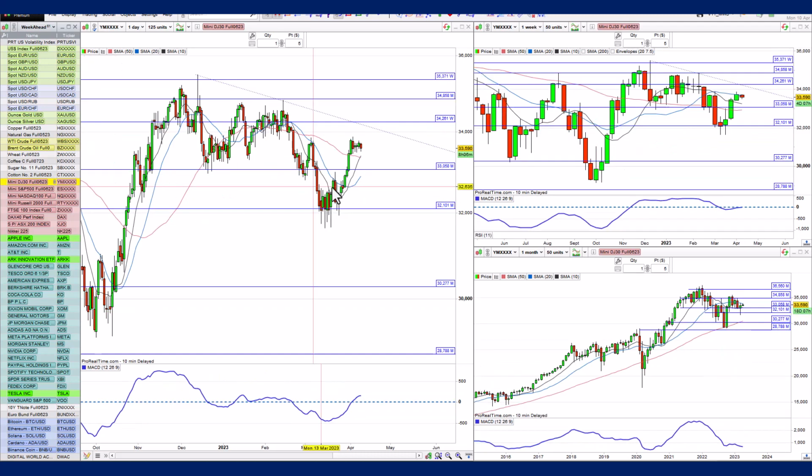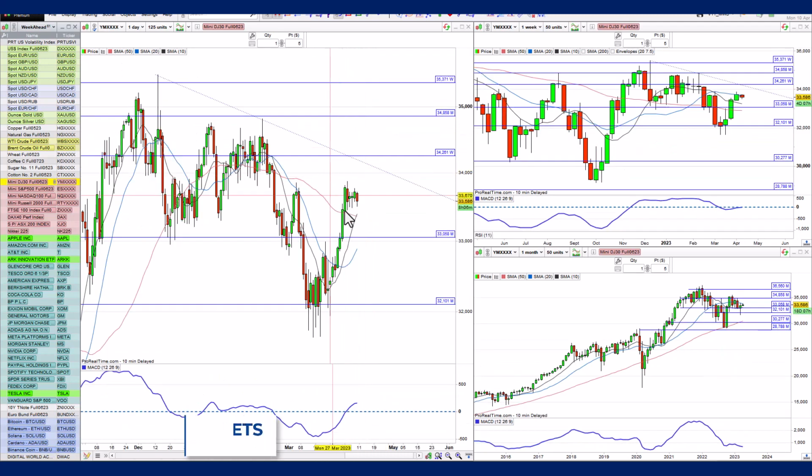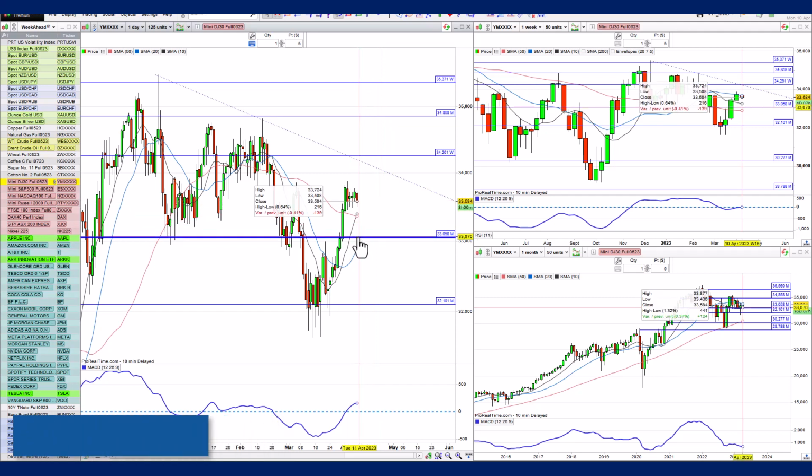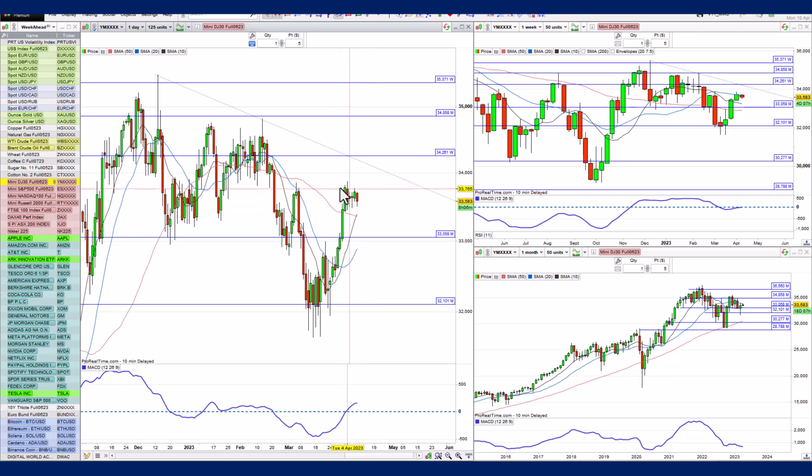Okay, moving on to the global indices. So big move up again. Also treading water here. You can see it going sideways. It's overdue for a bit of a move down, in my opinion, even down as far as 33,000 as a continuation. But it could also very easily, in this case, consolidate and then break out to the upside.